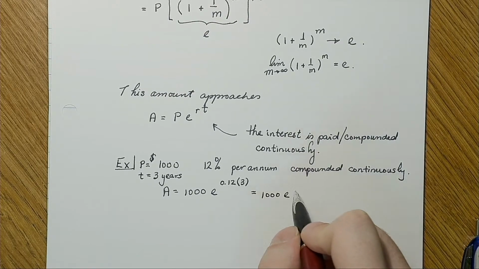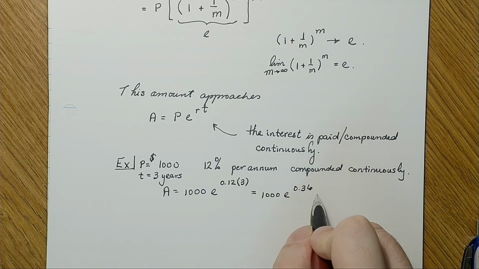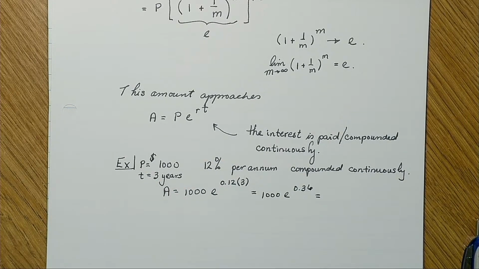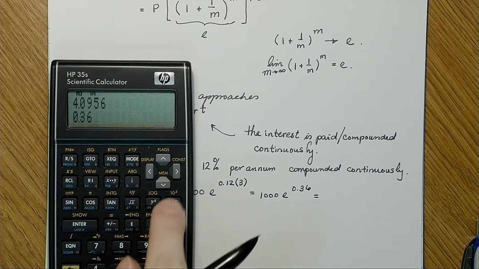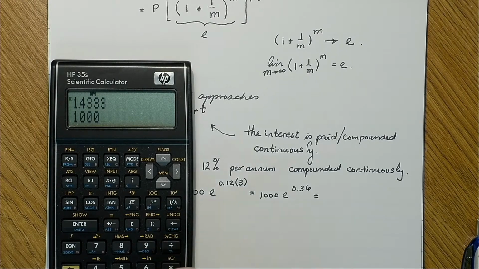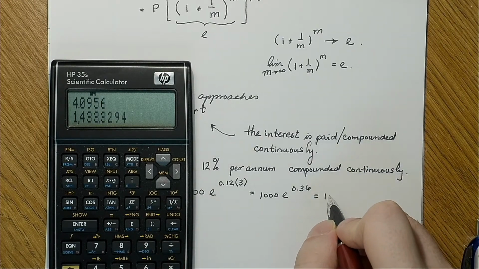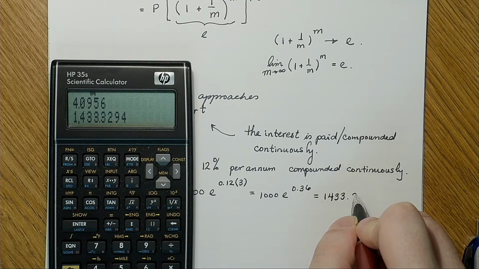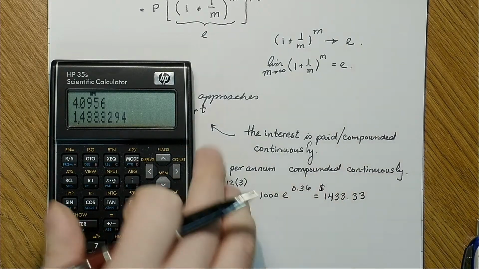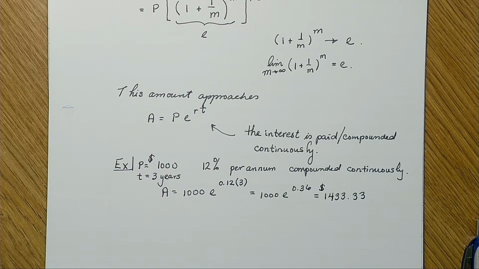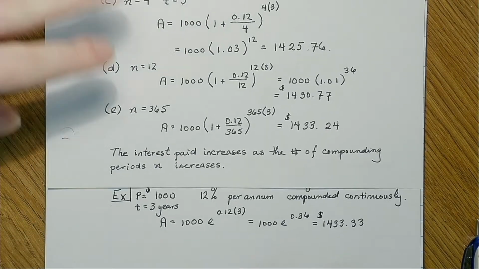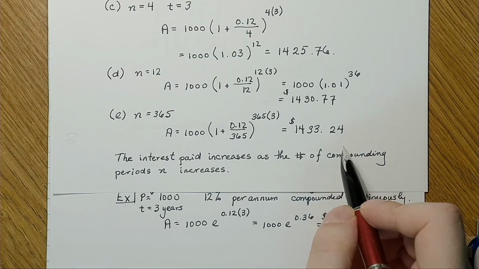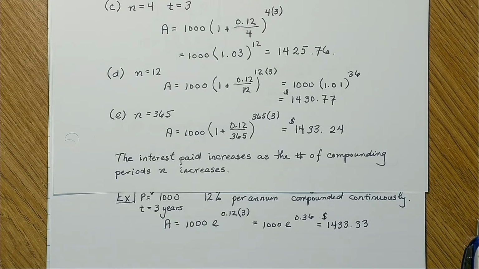So for 3 years, I have 1,000 times e to the 0.36, and that is equal to, and I'll pull out the calculator, e to the 0.36, and now multiply by 1,000 gives me $1,433.33, which is kind of nice because if I go back to my compounding per day calculation, it's pretty close. I'm only off by 9 cents.